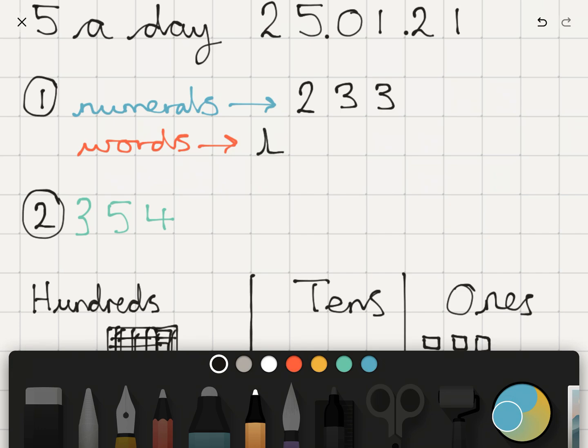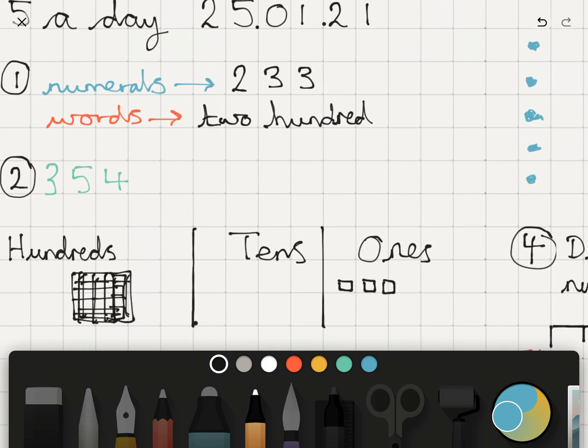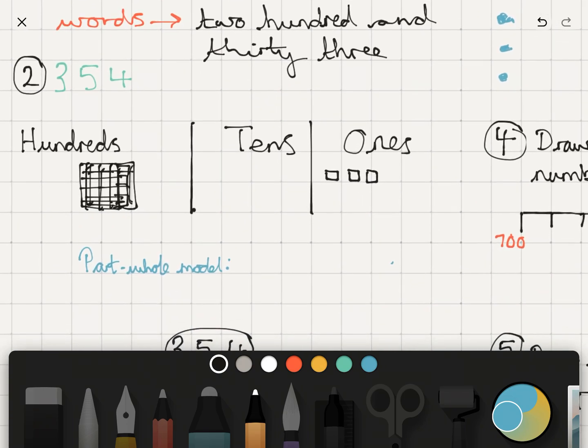And then in words, that would be 200 and 33. Okay, so you need to have both of those to get the answer correct for number 1. Right, number 2.